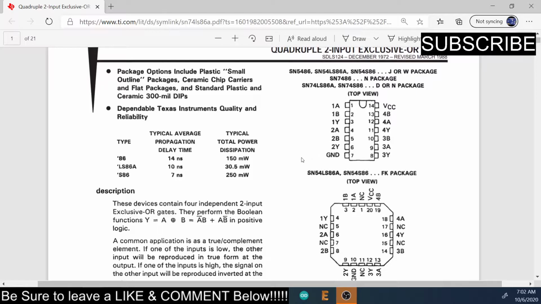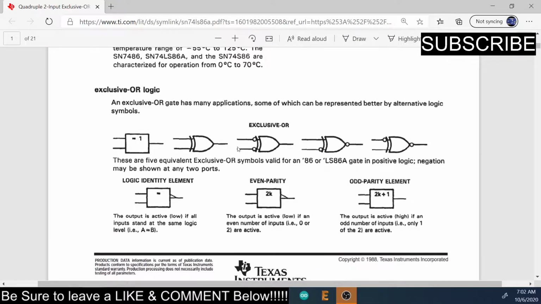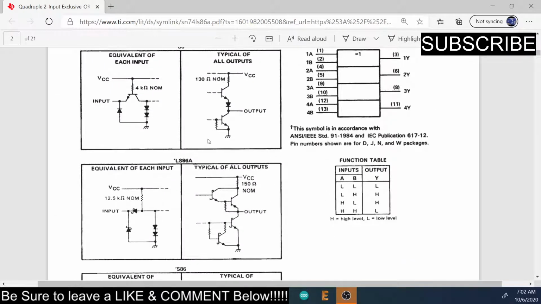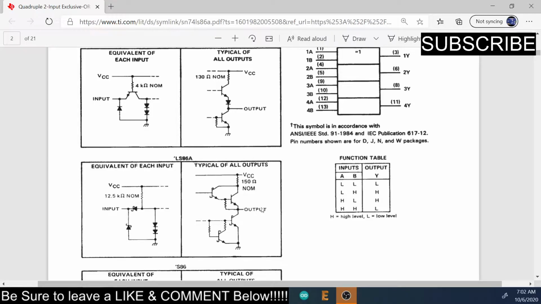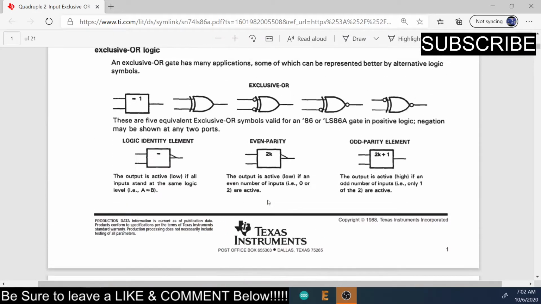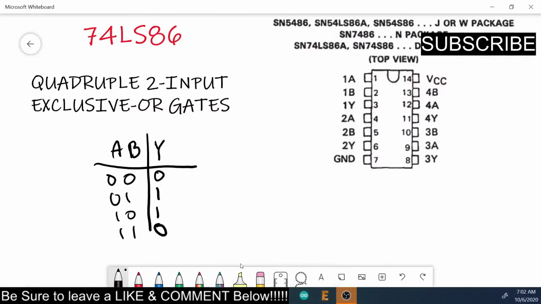It talks about the pin layout we saw. We'll go over that again, just the different symbols, what an exclusive OR gate is. This is the typical outputs. It does have a resistor on the output, so you don't need a resistor. I still put a resistor on there, but let's go back to this view here.